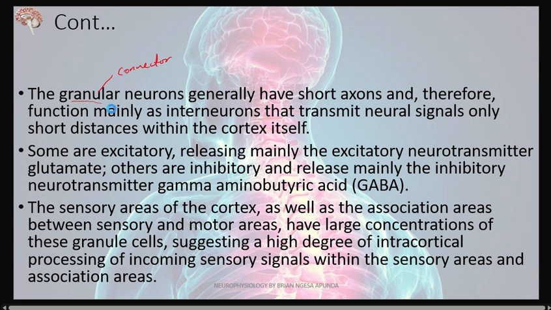With the nature of the interneurons, as we suggested still in the spinal cord, some interneurons play an excitatory role while others play an inhibitory role. The inhibitory neurotransmitter that we covered in the spinal cord was majorly glycine. But in the cerebral cortex, the inhibitory neurotransmitter likely to be released by these interneurons, the granular cells, is gamma-aminobutyric acid.